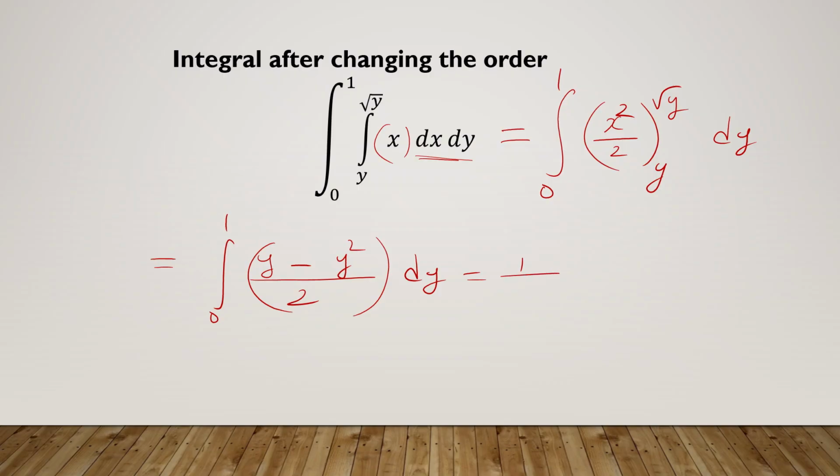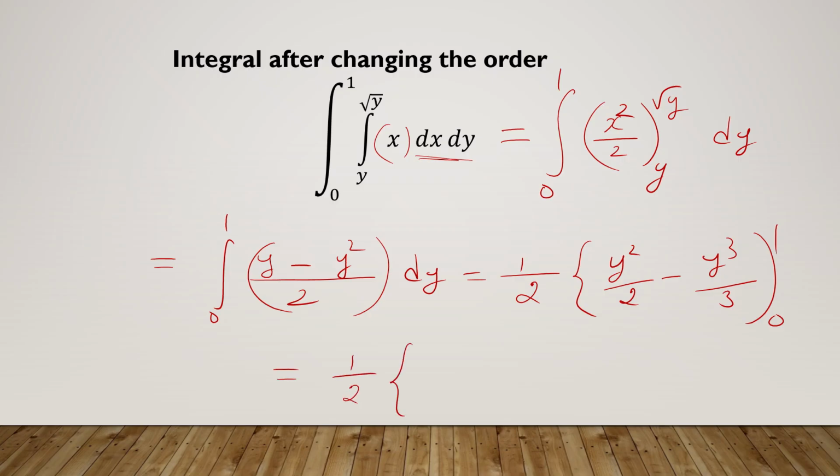Now 1 by 2 is common. Next we need to integrate this with respect to y. If you integrate y, you will get y squared by 2, minus integrate y square, you will get y cube by 3. Limits are from 0 to 1. So substitute the upper limit minus the lower limit. The upper limit is 1, so 1 by 2 minus 1 by 3. The lower limit is 0, so it does not contribute. So you will get 1 by 2 into (3 minus 2) by 6, that is 1 by 6. So altogether it is 1 by 12. So the value of the integration is 1 by 12.